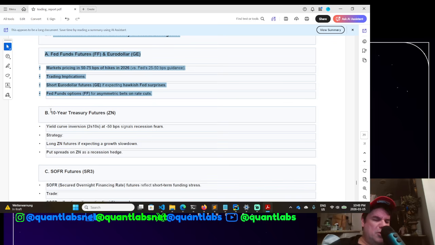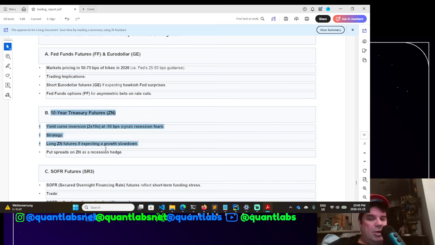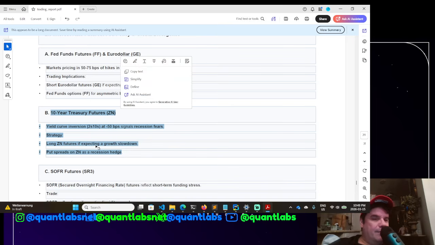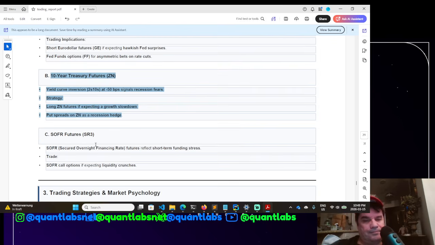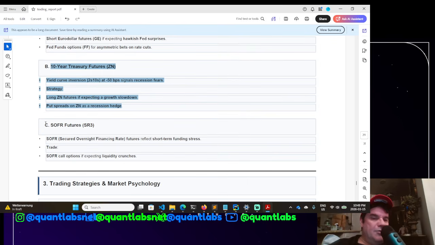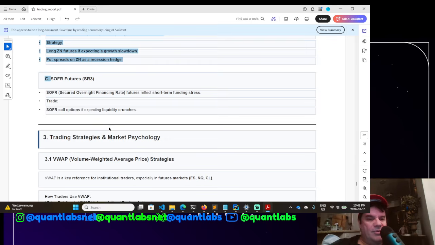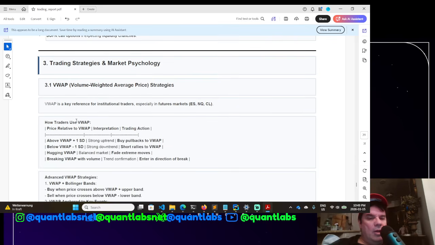So here we have, usually if you go to a bar chart, most active, yeah, the 10-year Treasury is one of the top traded instruments out there when things go bad. Sometimes you'll see overnight futures trading, the SR3 as well. And again, it will walk you through all the different types on the VWAP.